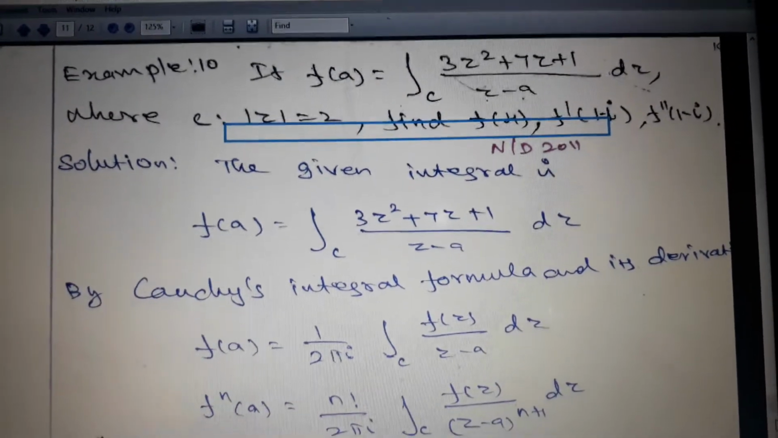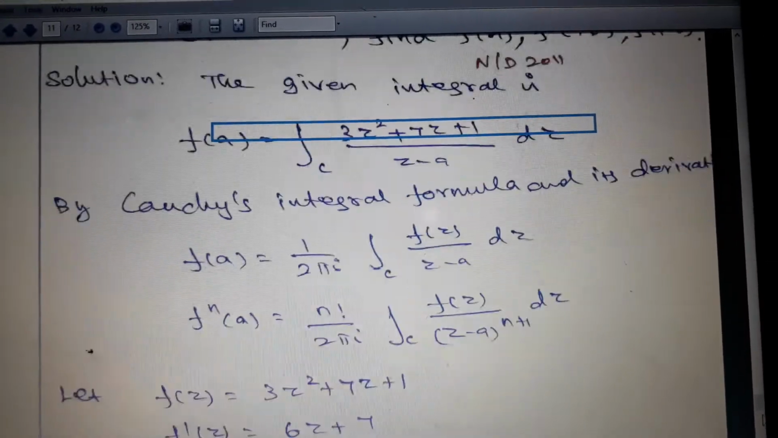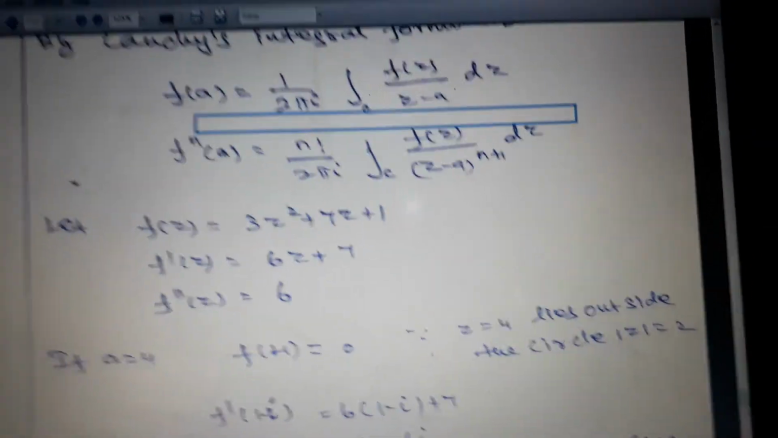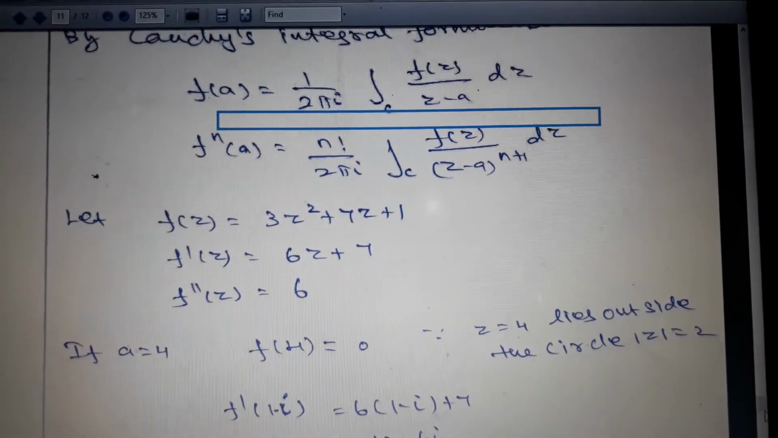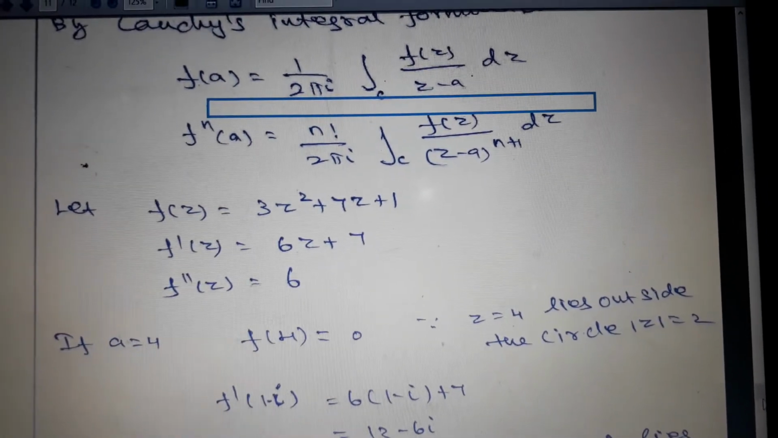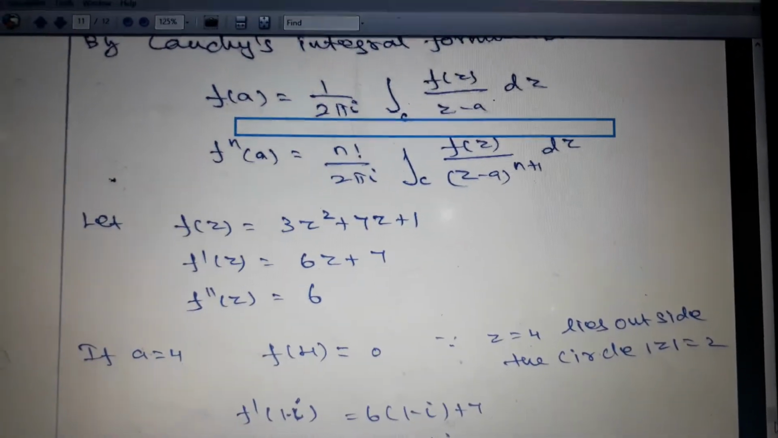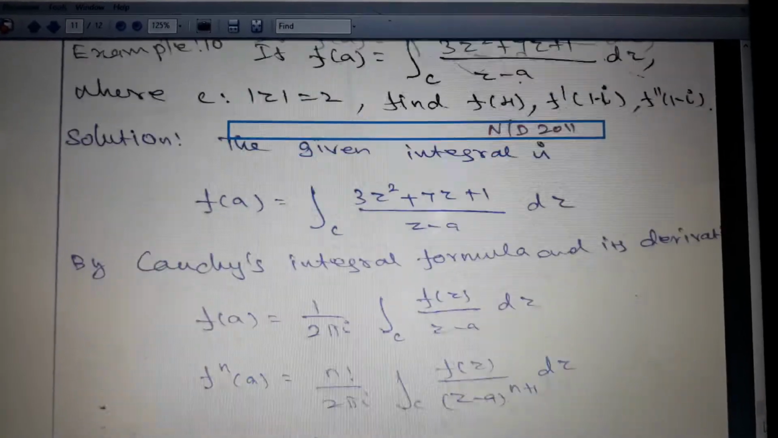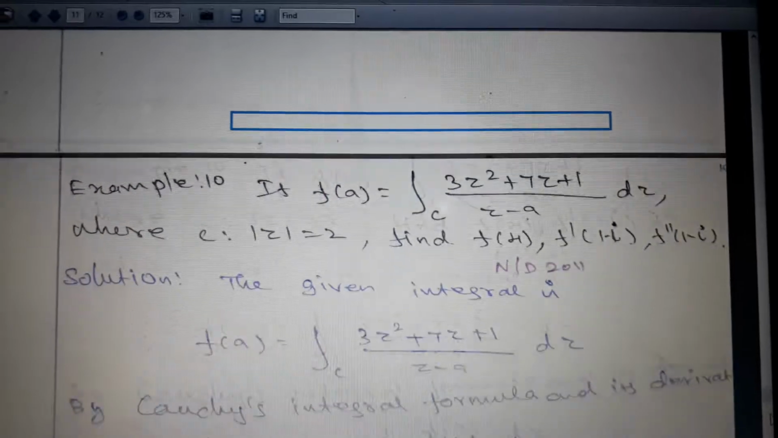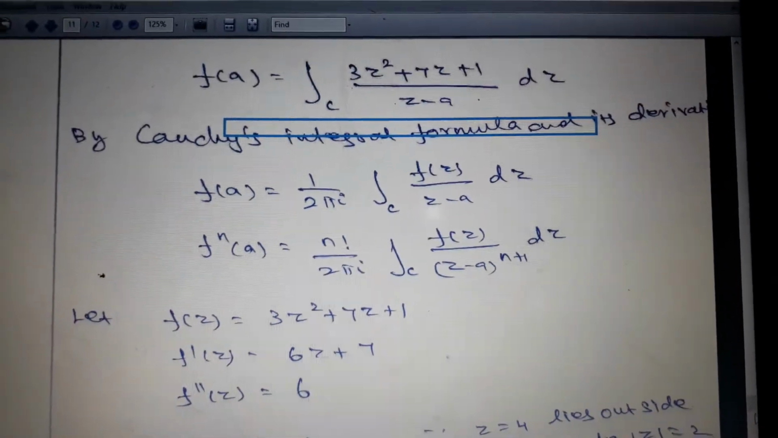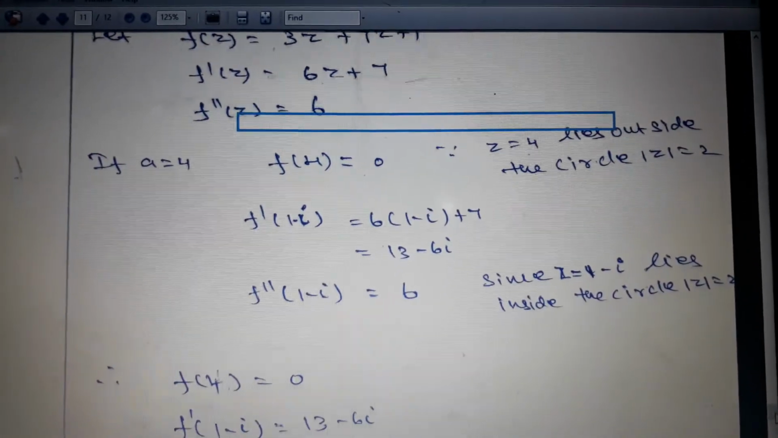So by the Cauchy integral formula, my f of a means f of 4. Okay, f of 4, but z equal to 4 lies outside the circle C, because 4 is greater than 2, so it lies outside, so f of 4 is 0. What about f dash of 1 minus i? When you compare this, my f of z is 3z square plus 7z plus 1. So just write f of z, then find f dash of z, f double dash of z, substitute the point, finally you get the answer.